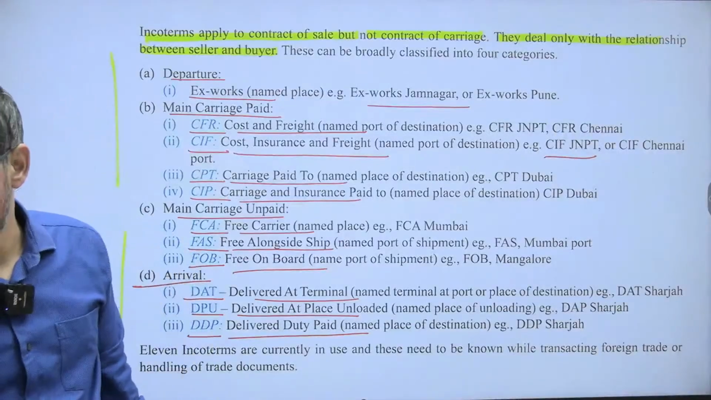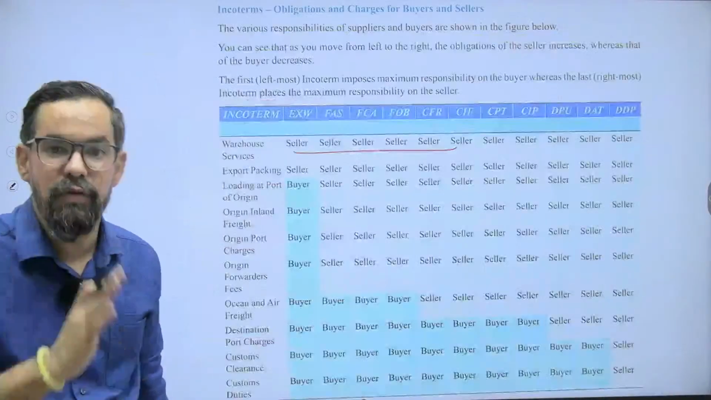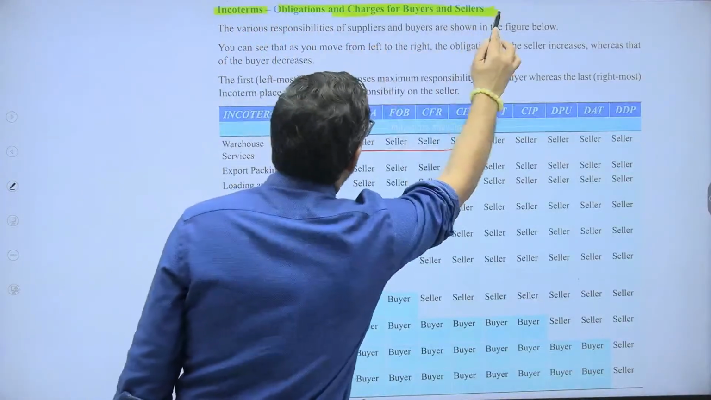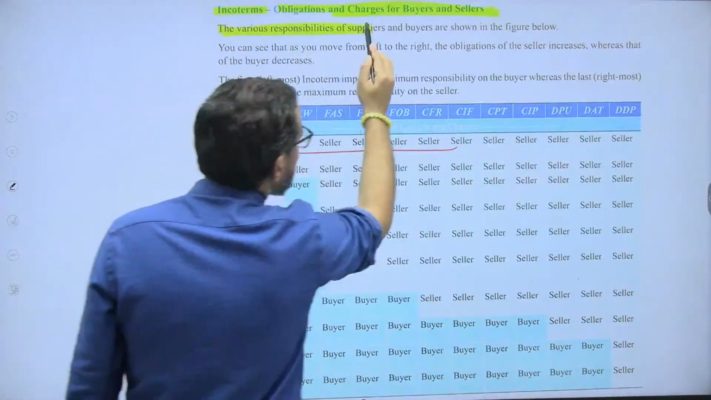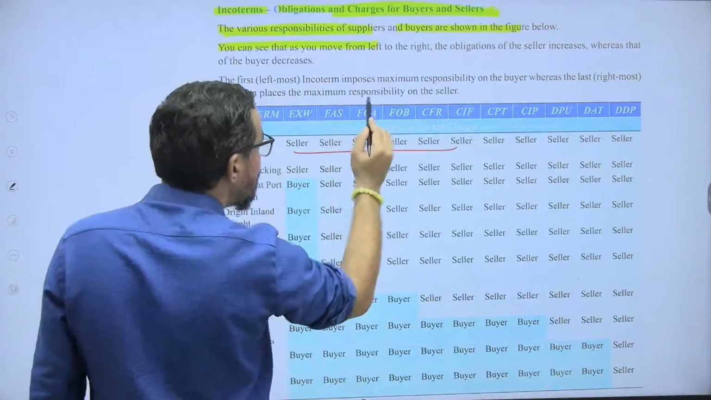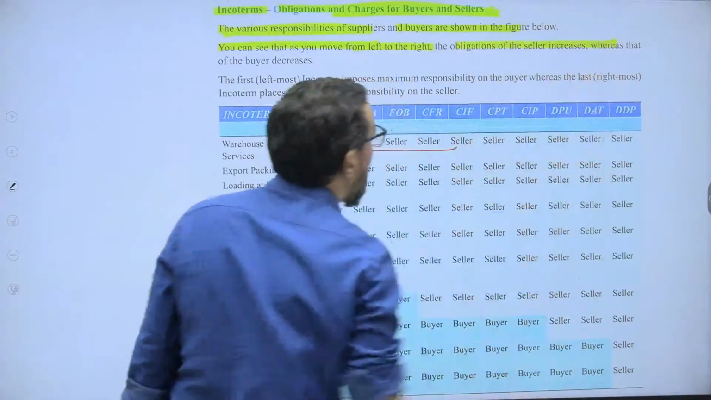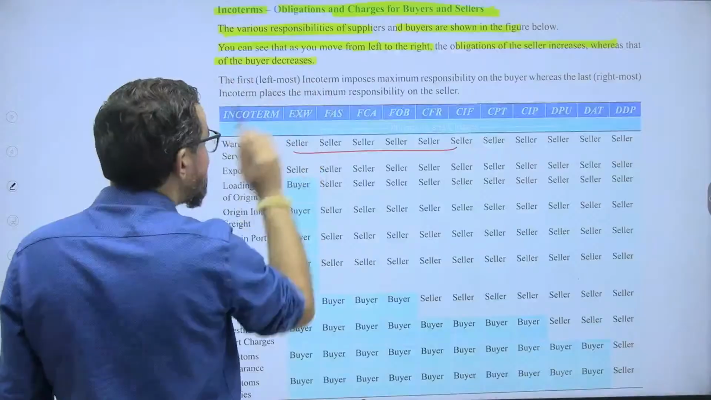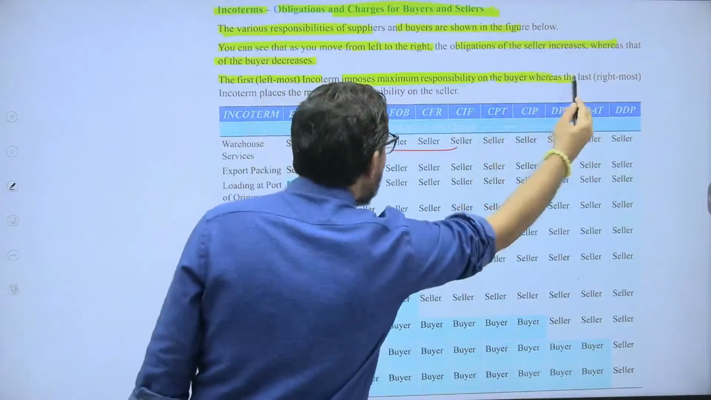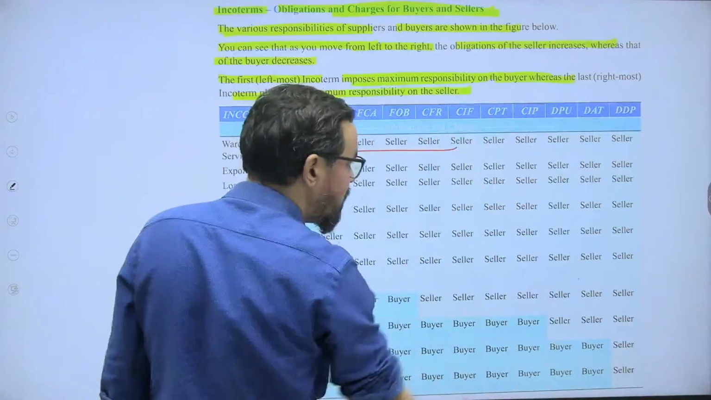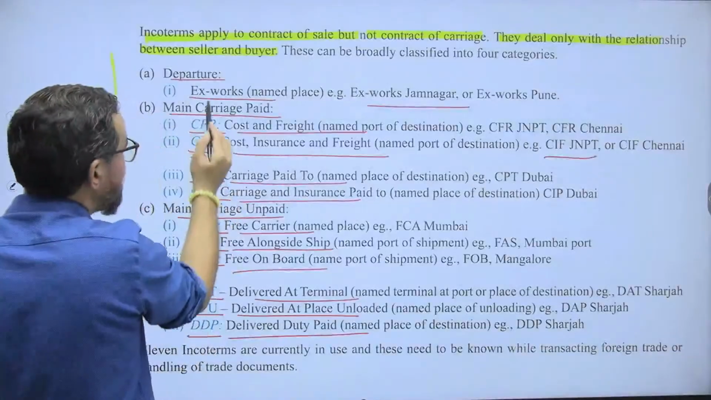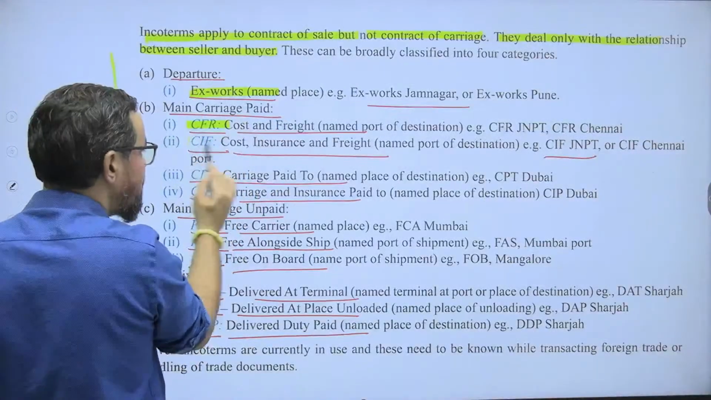What I recommend is, whenever you enter your examination or a day before your examination, look here. Incoterms, organization and charges for buyers and sellers: the various responsibilities of suppliers and buyers are shown in this figure. You can see that as you move from left to right, the obligations of sellers increase while those of buyers decrease. The first, leftmost Incoterms impose maximum responsibilities on buyers, and the last impose maximum responsibilities on sellers. So we have EXW. These are the areas, EXW, the first one, then we have CFR, CIF, CPT.